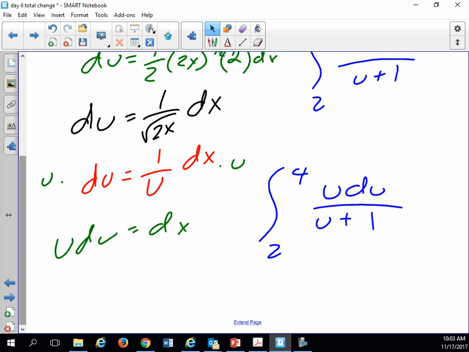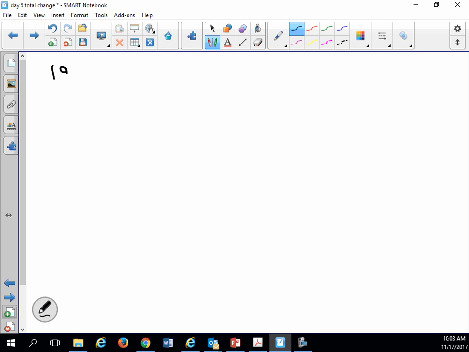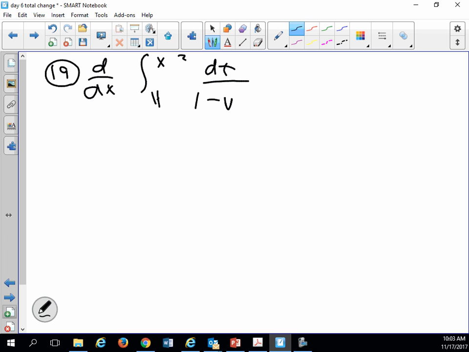I want to go back to 19. I missed those. Number 19 says the derivative of the integration from 4 to x squared of t over 1 minus the square root of t. I have a question. Do you have to integrate this? No, because what am I looking for? The derivative of the antiderivative, the derivative of the integration, which really means you plug it in the function. Okay, plug what in the function?